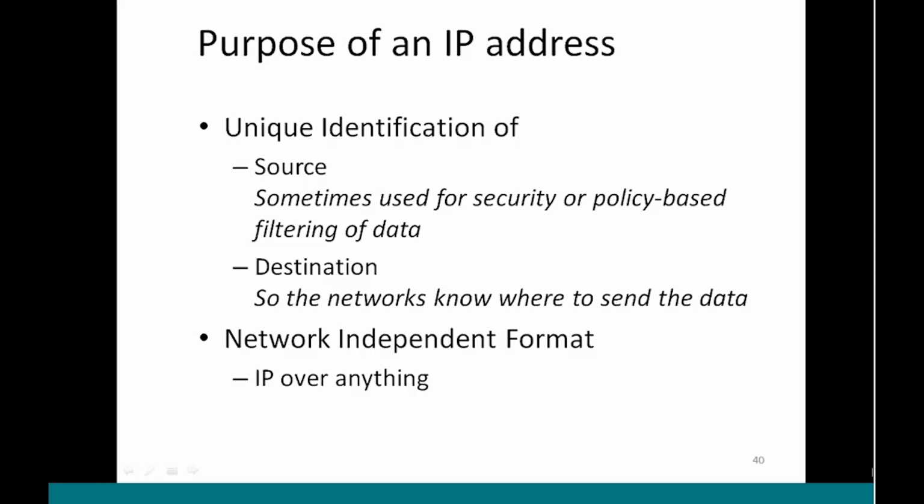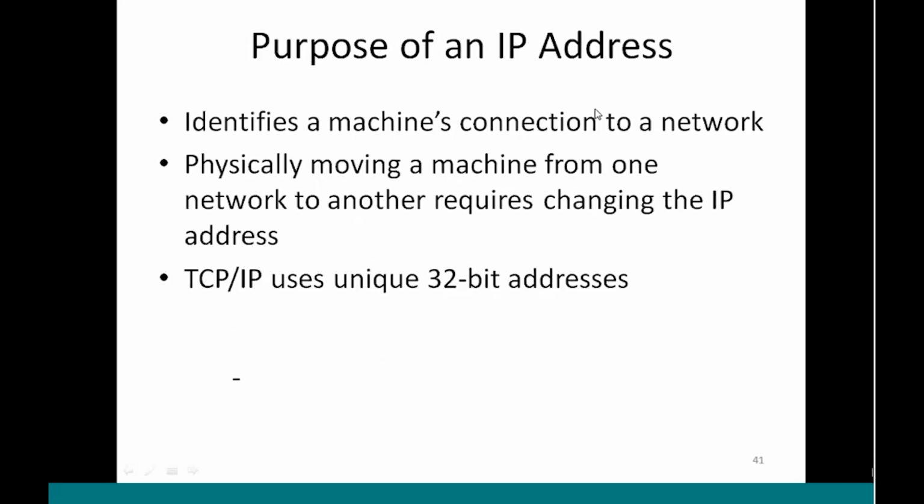So what does it do actually? Let's look at that. The IP address identifies a machine's connection to a network. So whenever a network receives a message, it knows which machine actually originated the request. There are no spurious requests coming into the network which can destabilize that network.